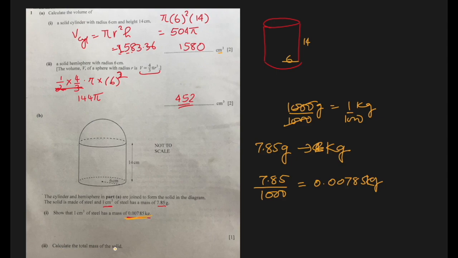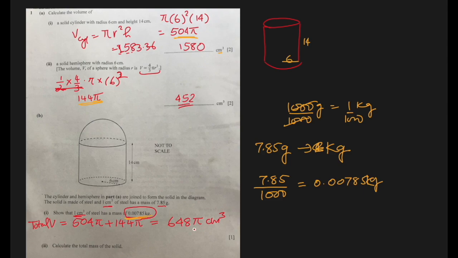Okay, calculate the total mass of the solid. So we got the volumes 144 pi and 504 pi. Let's use the exact values here. The total volume is equal to 504 pi plus 144 pi. I'm not using these rounded off figures because they may not give me the exact answer. We get 648 pi, and now we can convert 648 pi, this centimeter cubed, right?